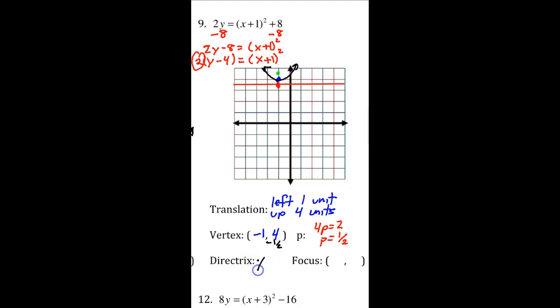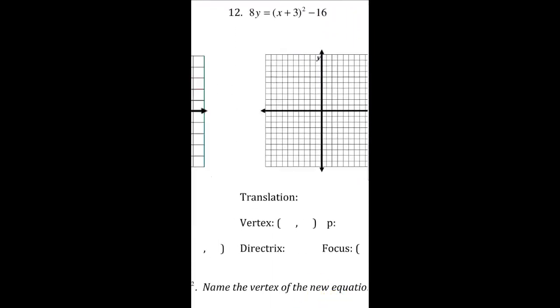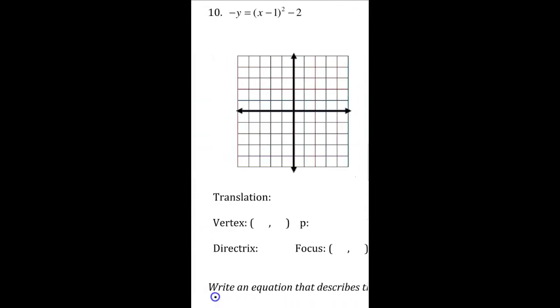And our directrix will be, let's see, directrix is below, so I got to subtract 1/2. If you're not sure, you can use a calculator. So we'll get 7 over 2. And then for the focus, it'll be plus 1/2. So it'll be 9 over 2 with the same x-coordinate, -1. And let's go down to the next row. Almost there.